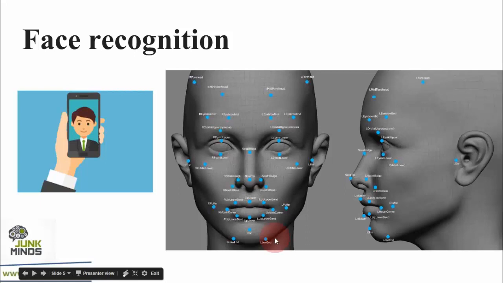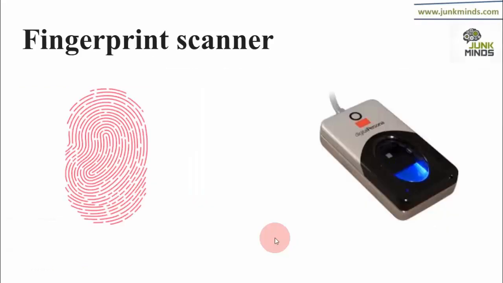Whenever a person's face is presented, the system searches for these features, and if they match, it gives a positive response. This is more convenient than the use of passwords or PINs, but at the same time, this can be costly. The next one is the fingerprint scanner.